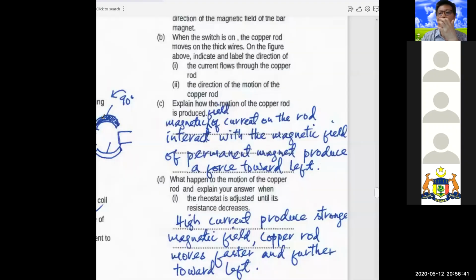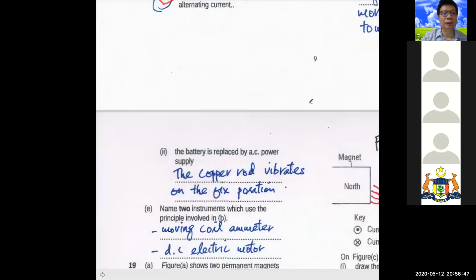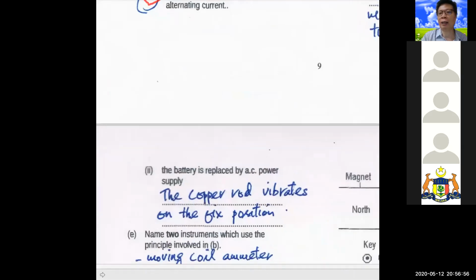Next is the second part of the question, okay? The battery is replaced by AC power supply. Okay, now what happens? What happens when you change the direct current battery to an AC power supply? Okay, when you change to AC power supply, the copper rod vibrates at the fixed position. It will vibrate only, you know, it won't move anymore. Why does it never move? The copper rod will vibrate at the fixed position. That's it. You know why or not? You know why it will vibrate? Okay, let me explain, you see.